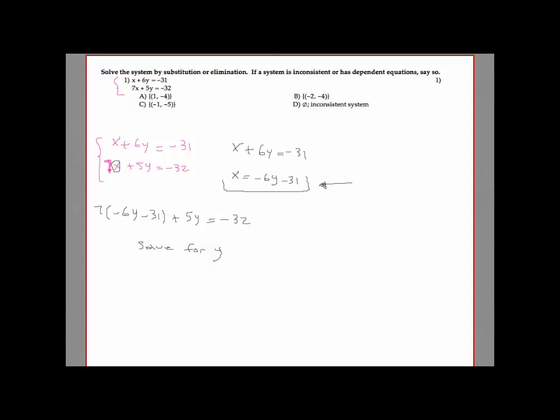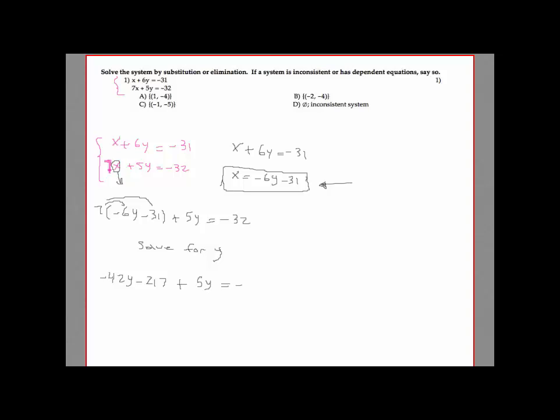For the substitution method, you solve x in terms of y, like in this case. You get x equal to minus 6y minus 31, and you substitute that into the other equation, and then you distribute and you solve for y. It's 42y. Do you see that? You see what we're doing? So that becomes 7 times 31. Pick either one of the equations.